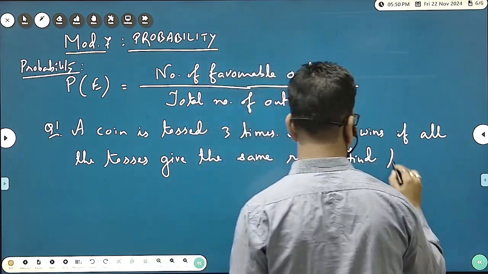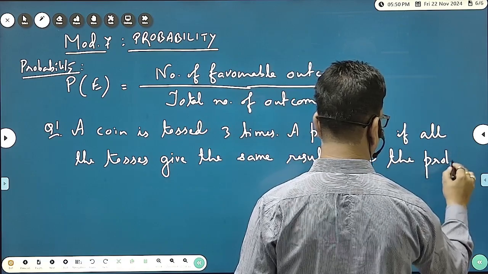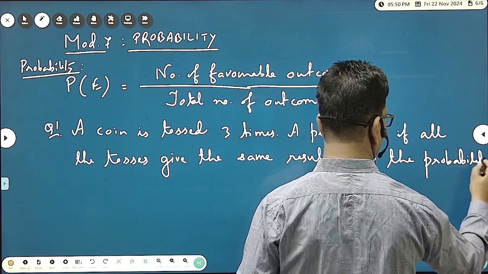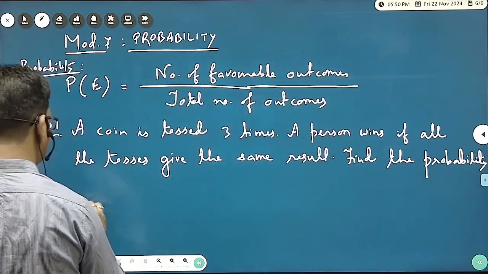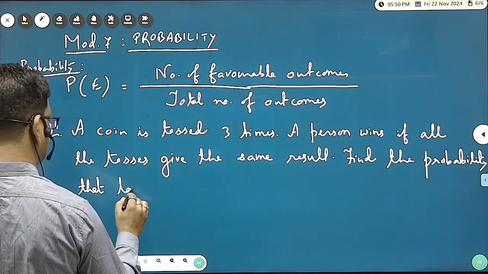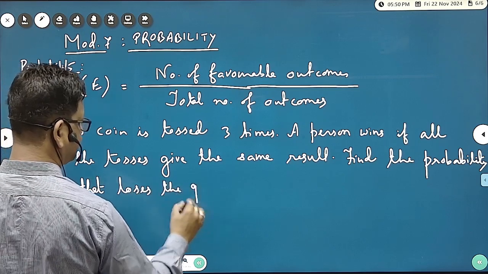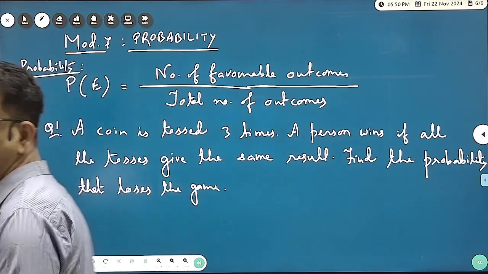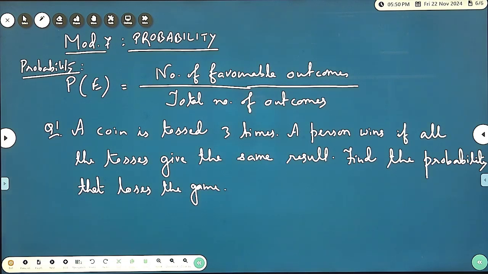Find the probability that he loses the game. Okay, so that means 3 coins are tossed together. They might show head, they might show tail, or the third one again might show head. The person wins only when the results are the same, means all 3 will be head or all 3 will be tail. But the question is, find the probability that he doesn't win, he loses the game.